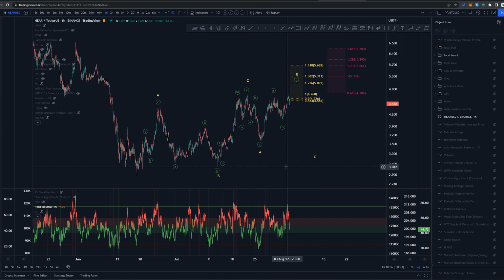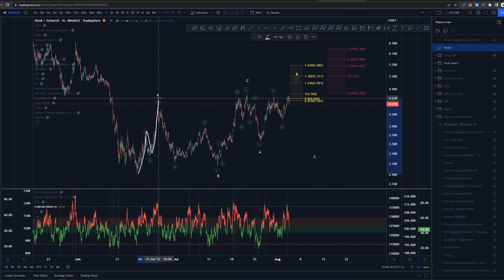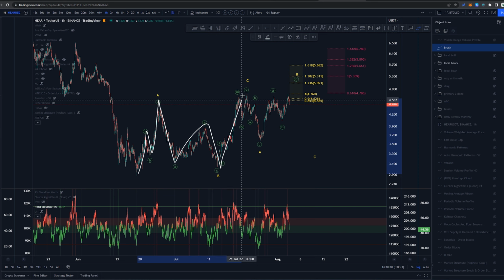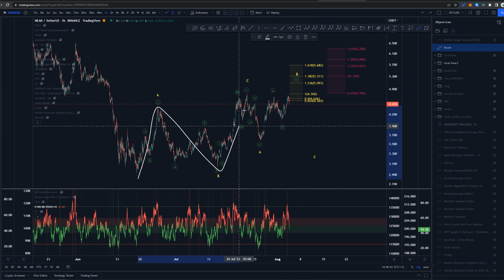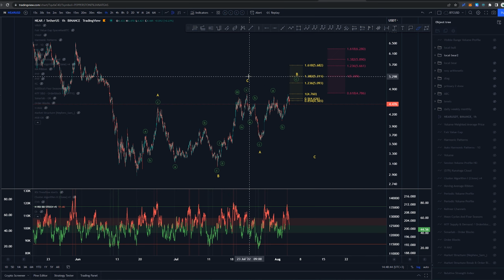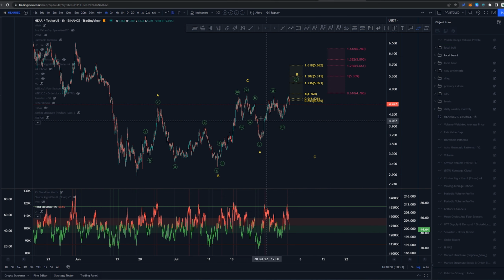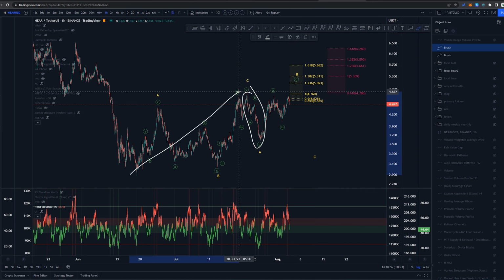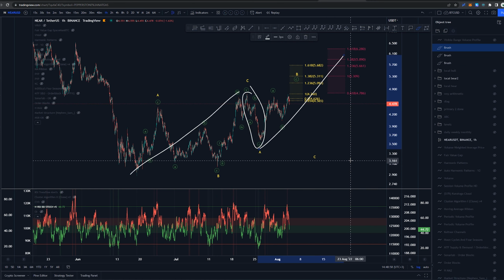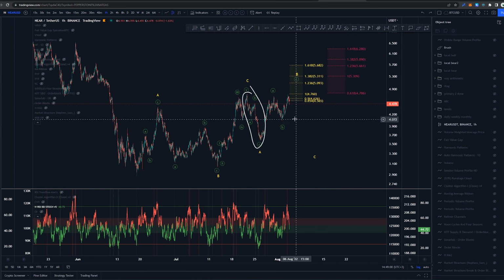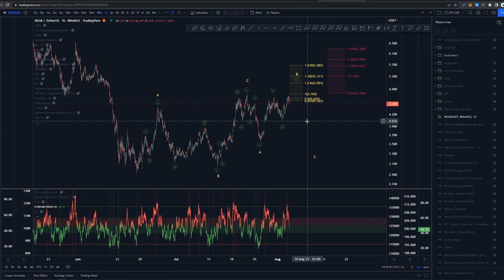The other bear scenario is saying that we could have this as an ABC, and then 5 ways. A very clean looking 5-way structure here, a 3-way structure here overall, and it measures very well. Then we would have a 3-way pullback. Now either this is going to be the connector wave to climb higher, or the connector here, what we would be creating is larger.